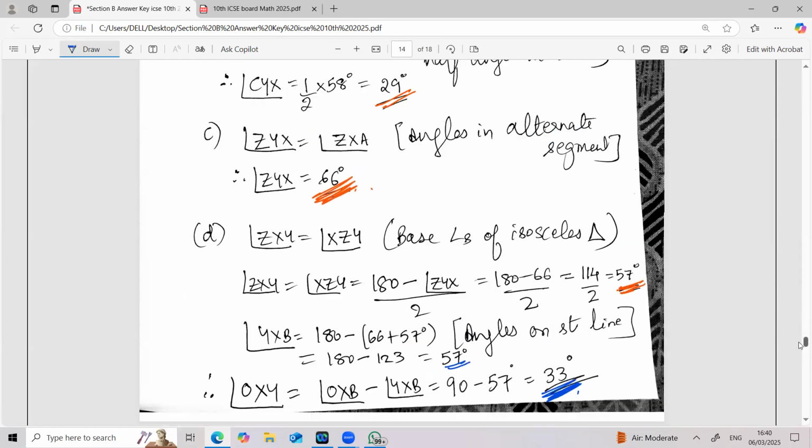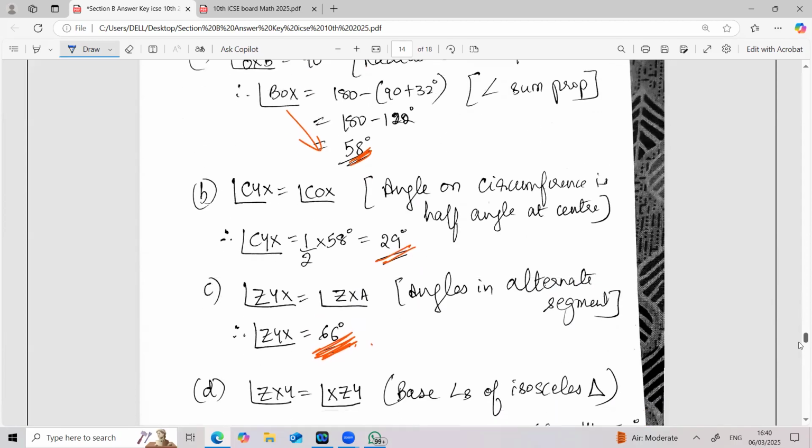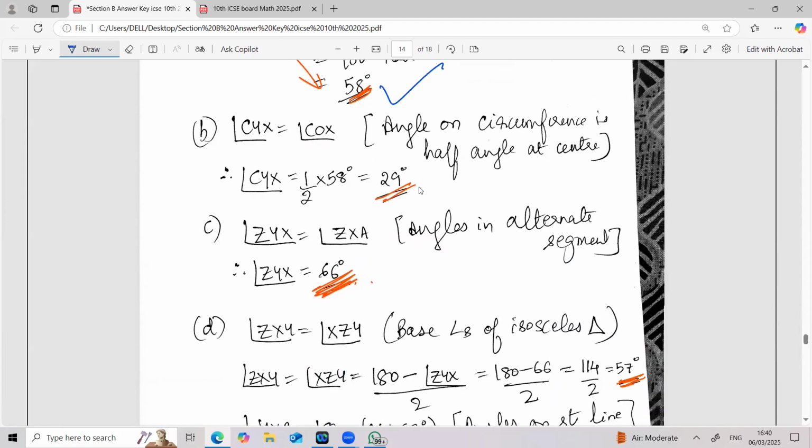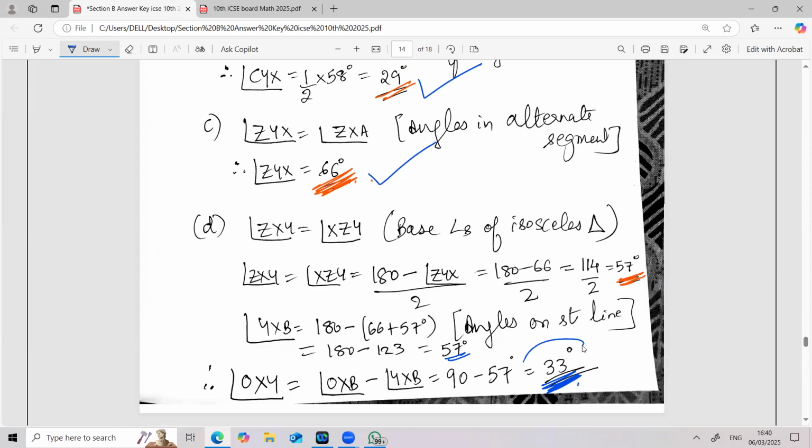So I hope all of you have underlined your answers. First one 58, second one 29, third one 66. For question D, final answer 33 degrees for angle OXY. Okay.